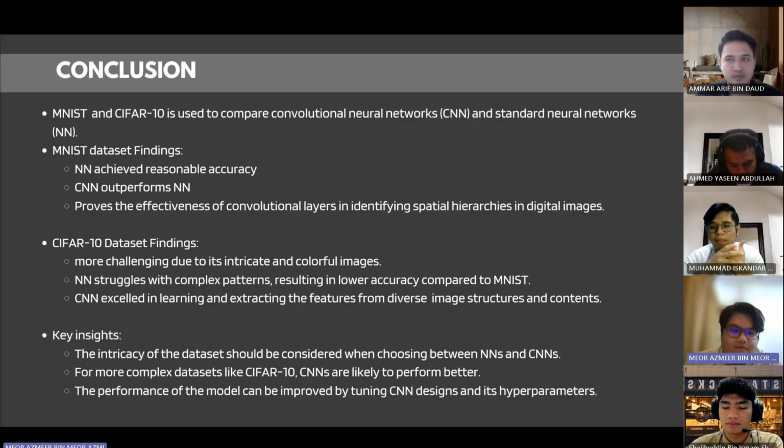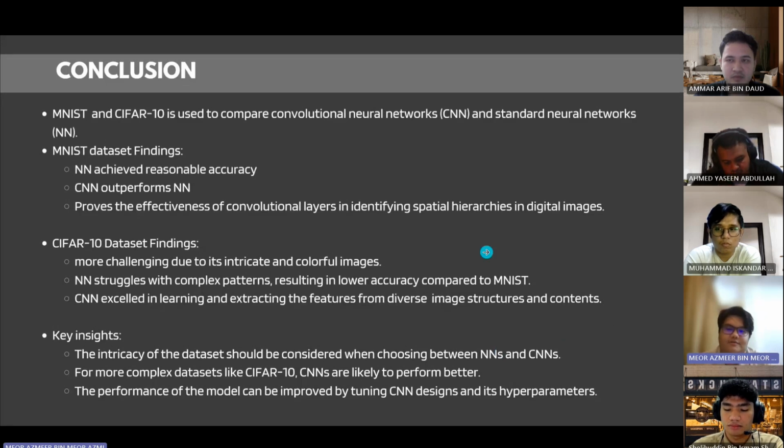And for the last one, the key insights for this project: the intricacy of the dataset should be considered when choosing between neural networks and convolutional neural networks. For more complex datasets like CIFAR-10, convolutional neural networks are likely to perform better. And the performance of the model can be improved by tuning the convolutional neural network designs and its hyperparameters.